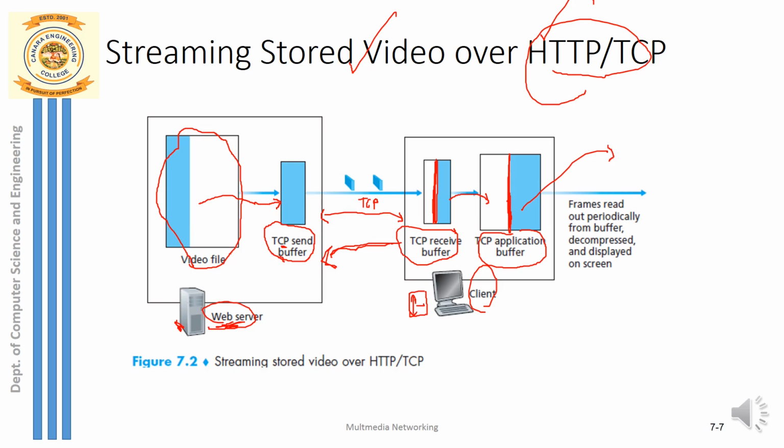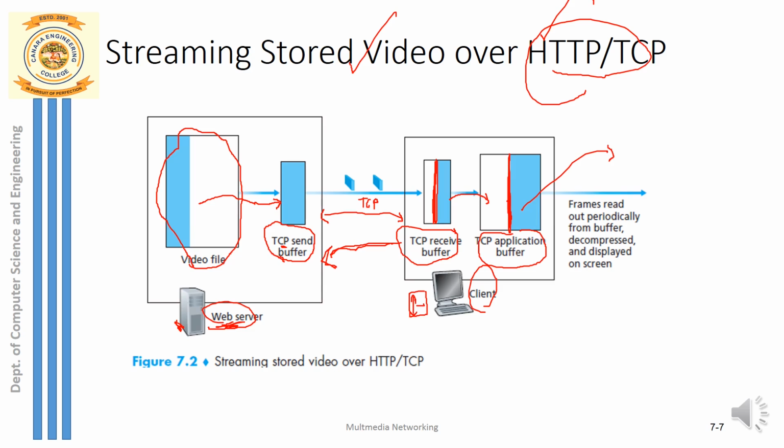He is able to watch the video. He couldn't start his play out while the application buffer is empty. Only after this application buffer gets filled up to some level can he start his play out. So he's able to watch all these frames, all these bytes without any glitches, without any disturbance, because he already has a reserve.